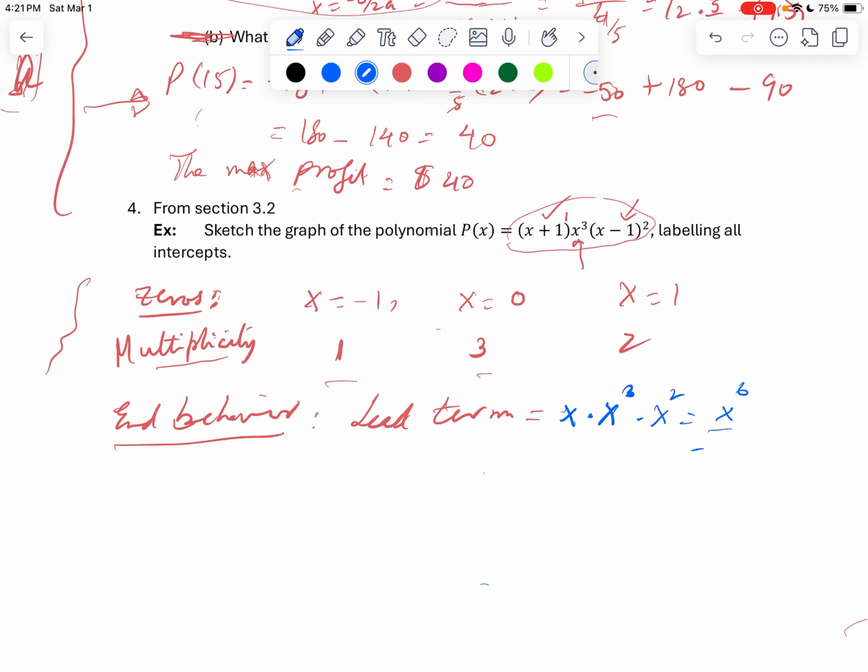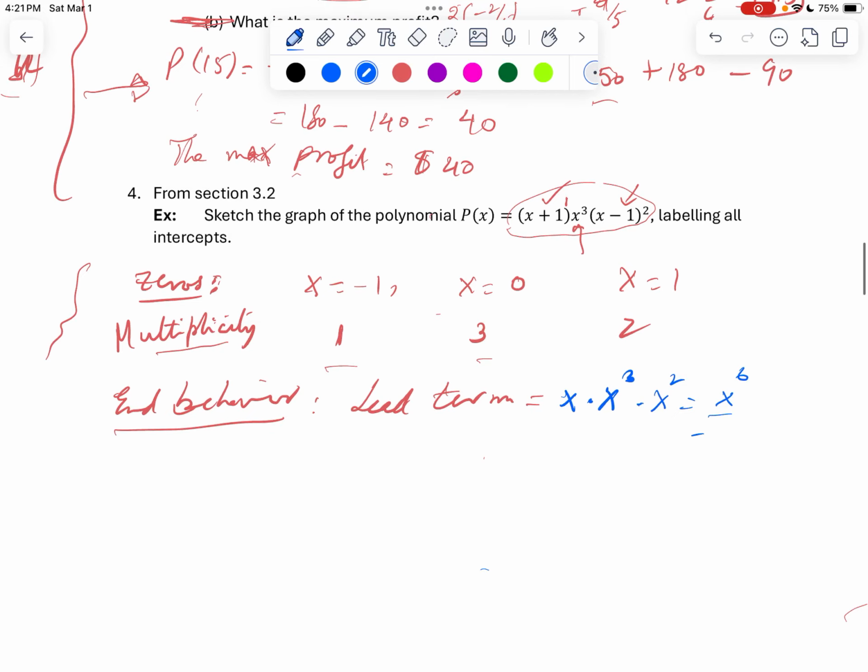So x to the 6. Now again, this is something you should know from chapter 1, that these types of functions, just one term, and then we have powers. It can be any power. For now we are dealing with only positive integer powers. So if you have this type of function, these are called the power functions.